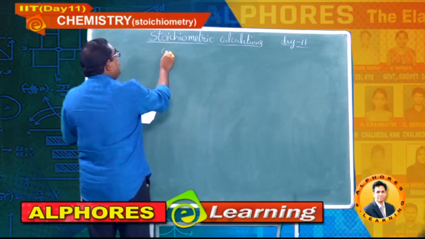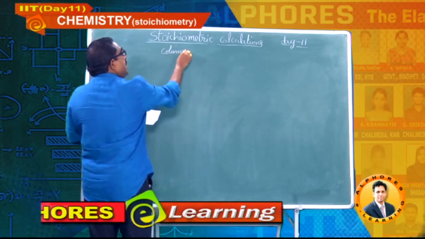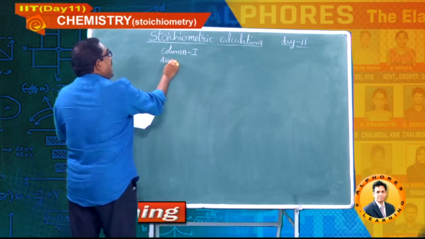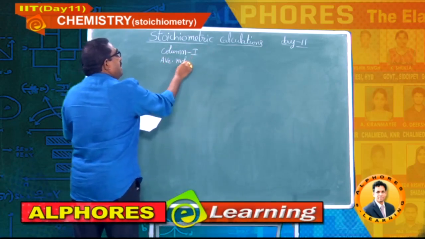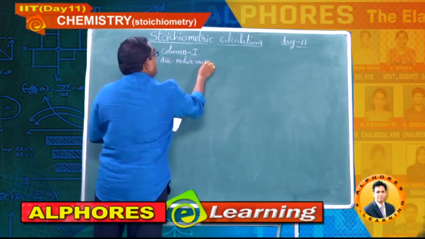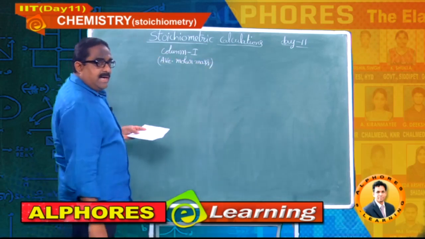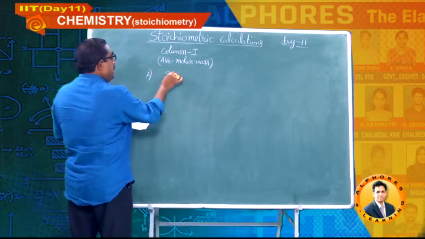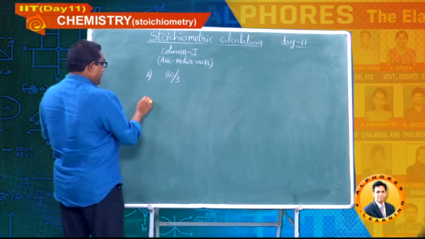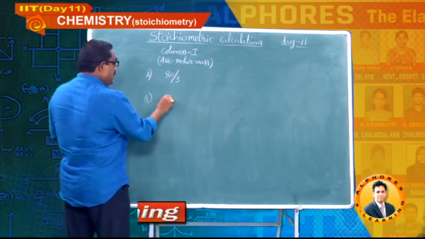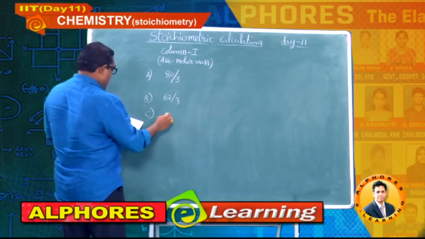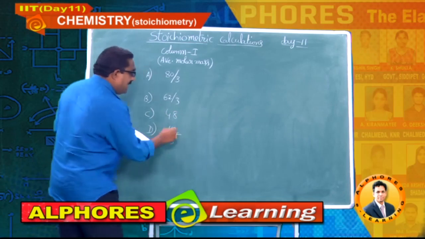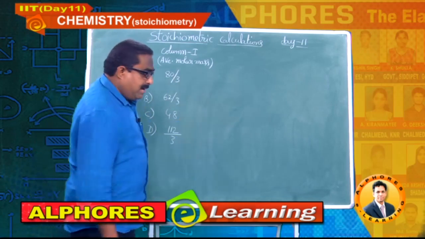Column 1, write down students, column 1, within the brackets, average molar mass. Write down students. Under column 1, A 80/3, B 62/3, C 48, and D 112/3.